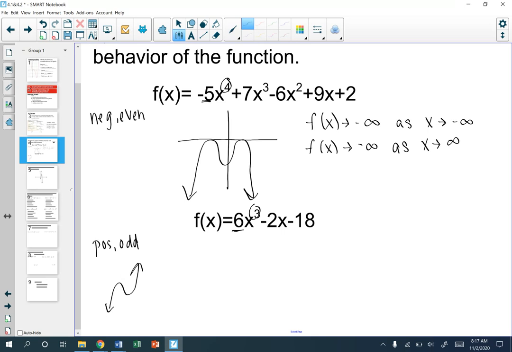And it's going to have 3 zeros, so we can do 1 repeated or 3 regular zeros, so it crosses the x-axis 1, 2, 3 times, something like that is what we need. Now, as x goes to negative infinity, f of x goes to negative infinity, and as x goes to positive infinity, we have f of x goes to positive infinity.